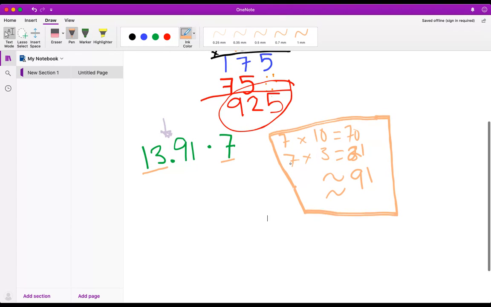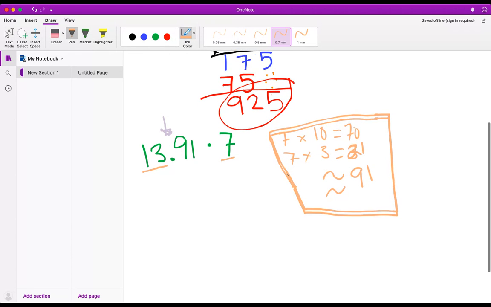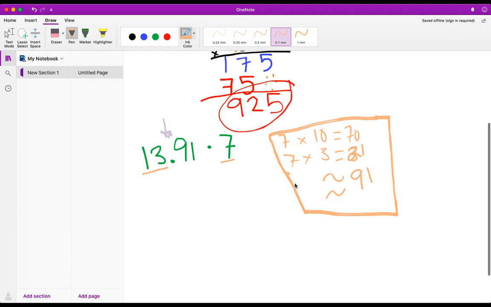Oh, how do I get you to stay, little dude? That's probably our number one mistake, is putting the decimal in the right spot.